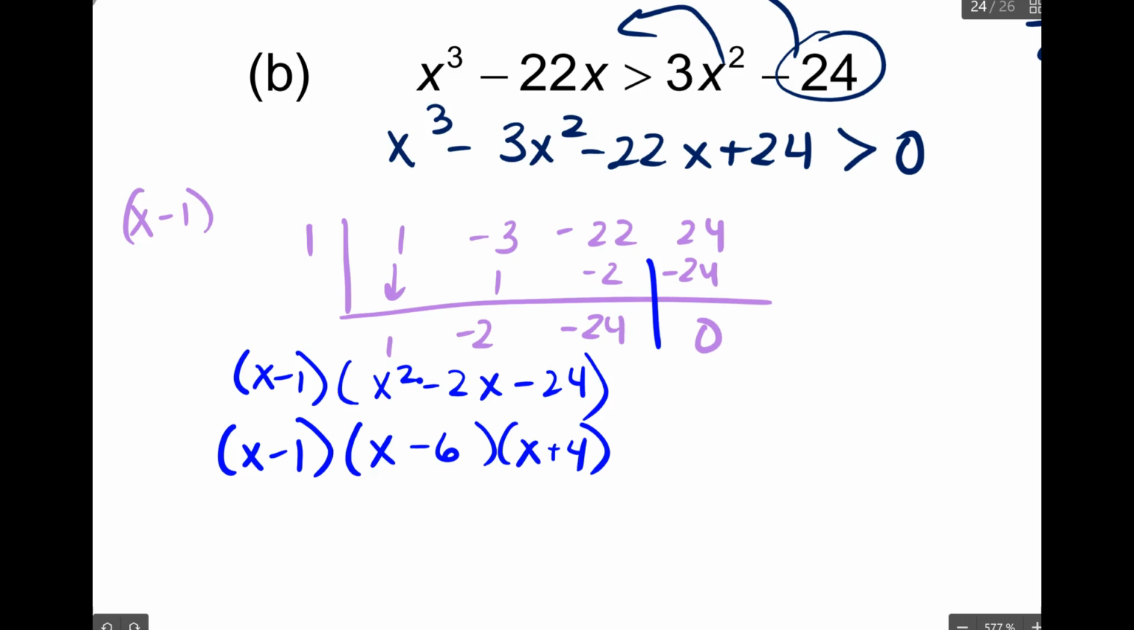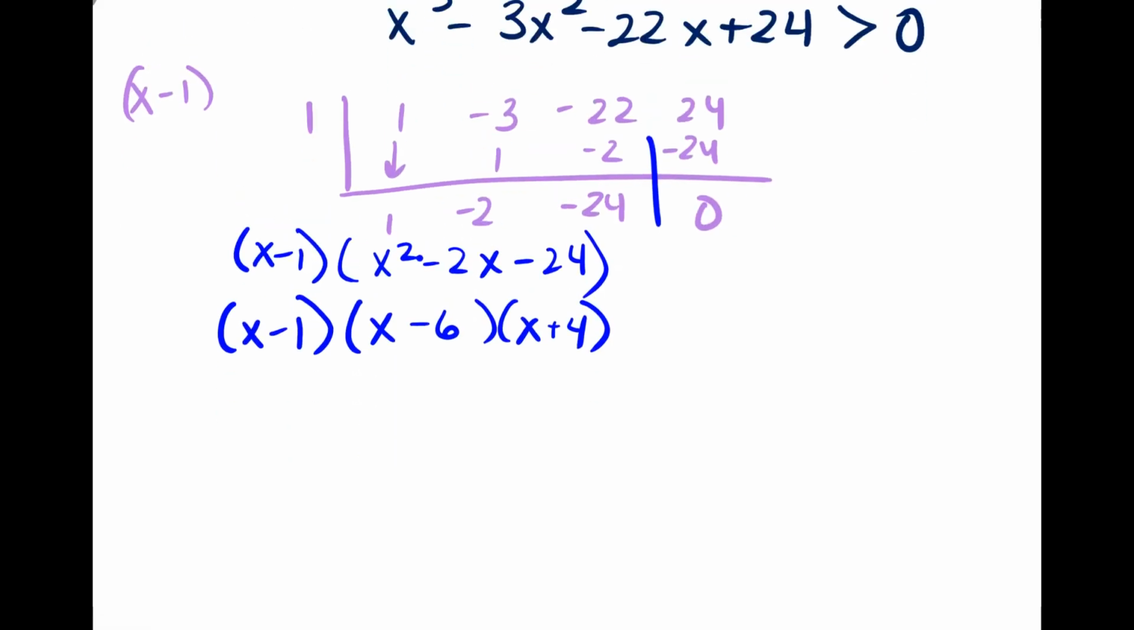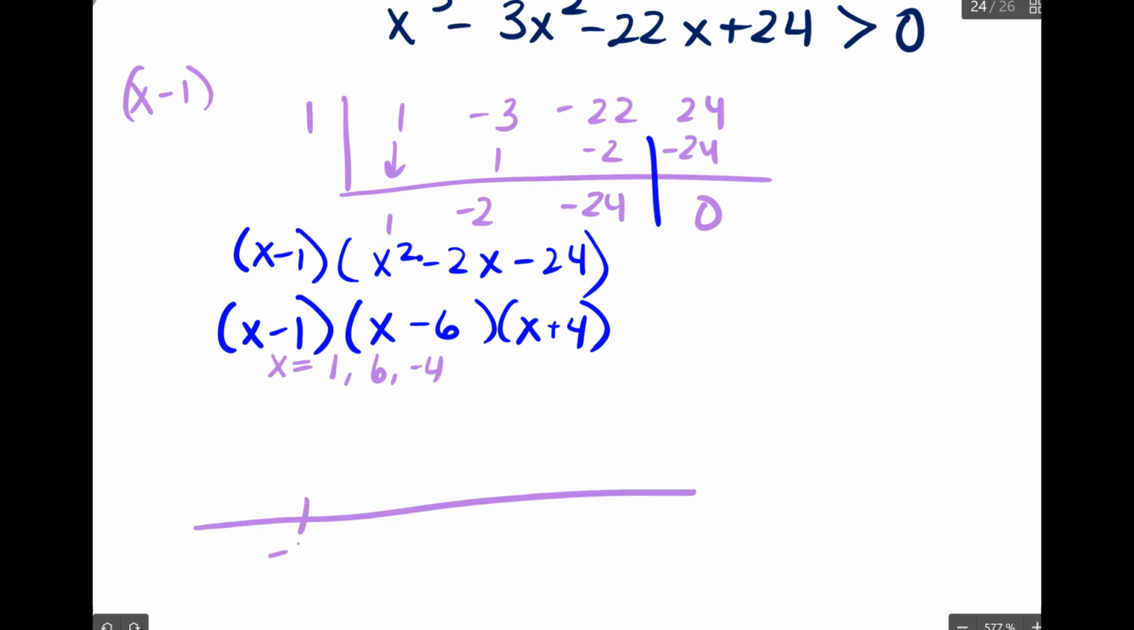Okay, so that's it. Found our factors. So I'm going to go ahead, draw my number line. So I have, let's see, x equals 1, 6, and negative 4. Okay. Negative 4, 1, 6. I know those are where y equals 0. So I need to find out is y positive or negative on each interval.